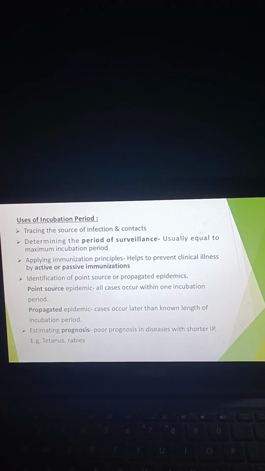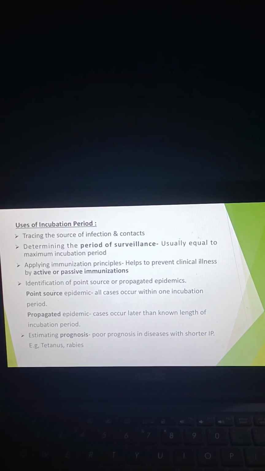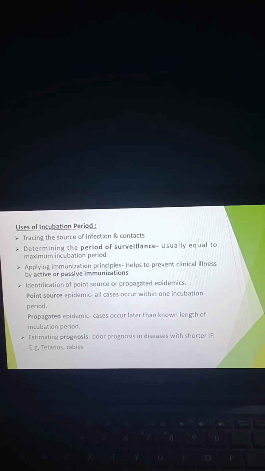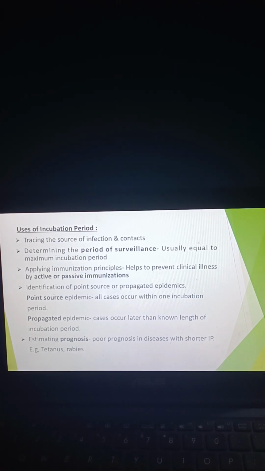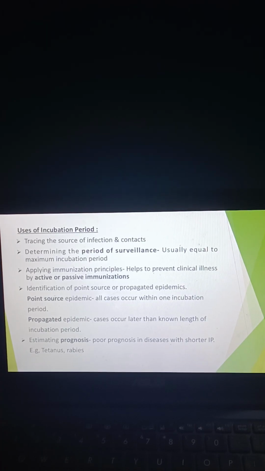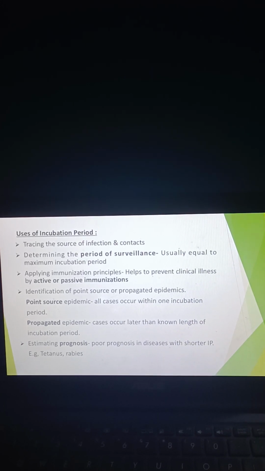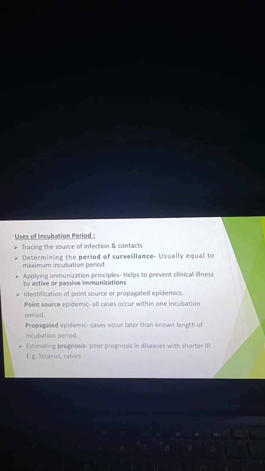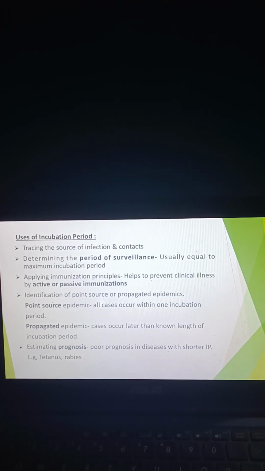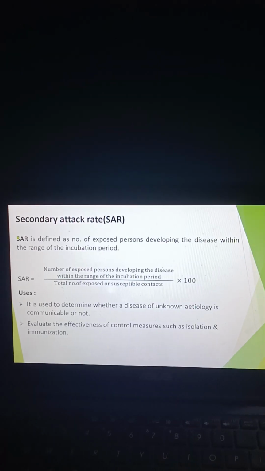Then uses of incubation period: tracing the source of infection and contacts; determining the period of surveillance, usually equal to the maximum incubation period; and applying immunization principles, which helps to prevent clinical illness by active or passive immunization. Identification of point source or propagated epidemics. Point source epidemic: all cases occur within one incubation period. Propagated epidemic: cases occur later than the known length of the incubation period. Estimating prognosis: poor prognosis in diseases with shorter incubation period, IP, for example, tetanus, rabies.